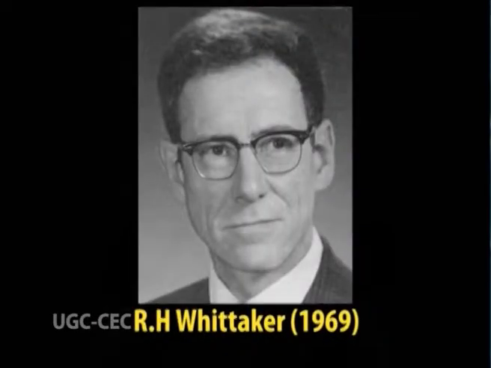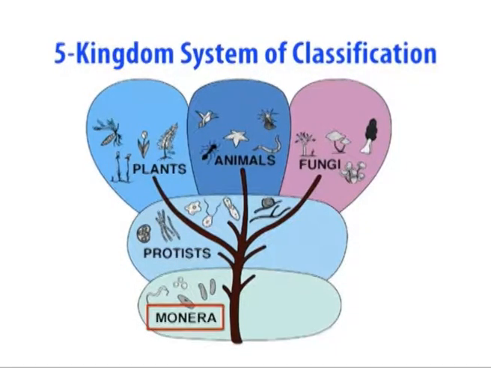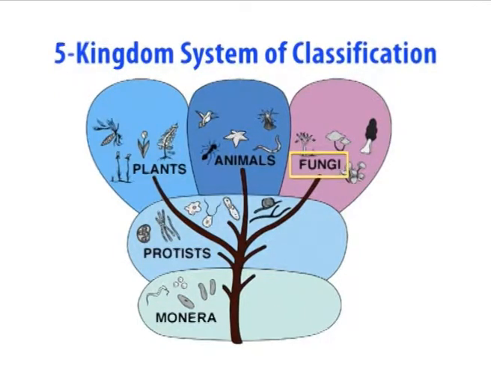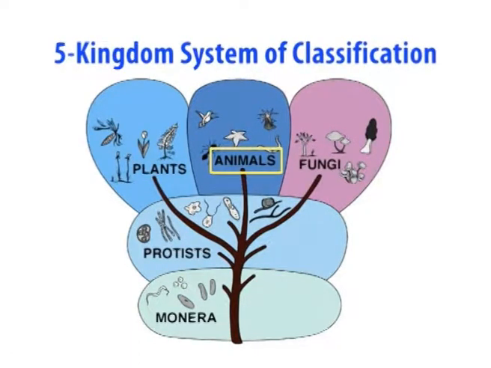The most common system of classification in use today is the five kingdom classification. R. H. Whittaker proposed the five kingdom classification in 1969. Under this system, organisms are divided into five major kingdoms: kingdom Monera, kingdom Protista, kingdom Mycota or kingdom Fungi, kingdom Metaphyta or kingdom Plantae, and kingdom Metazoa or kingdom Animalia.